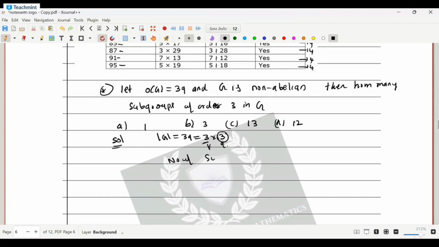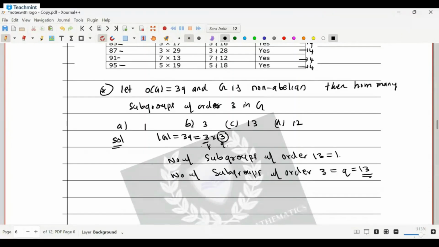So number of subgroups of order 13 is equal to 1, and the number of subgroups of order 3 is equal to enti, sir? Q, where Q is equal to 13, sir. ఎన్ని వస్తున్నాయి 13 వస్తాయి, సార్.